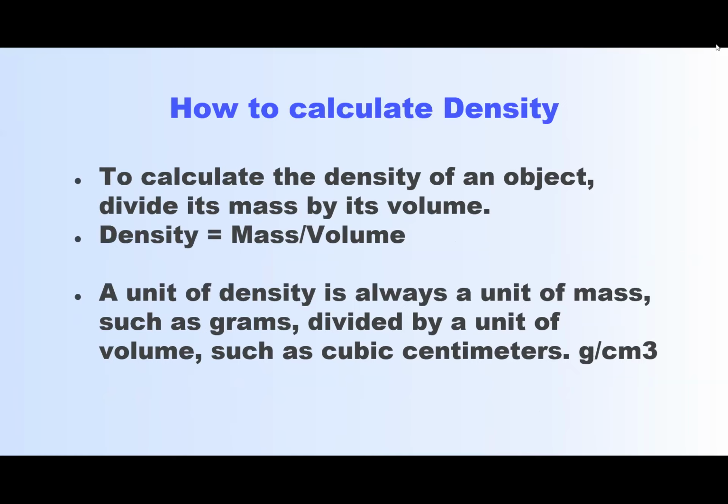So how do we calculate density? To calculate density, we use the following formula. Density is equal to mass divided by volume. A unit of density is always a unit of mass, such as gram, divided by a unit of volume, such as cubic centimeter or cm cube. So depending on the SI unit of the mass and volume, some can be gram per cm cube, some can be kg per meter cube, depending on the unit of the mass and the unit of the volume.